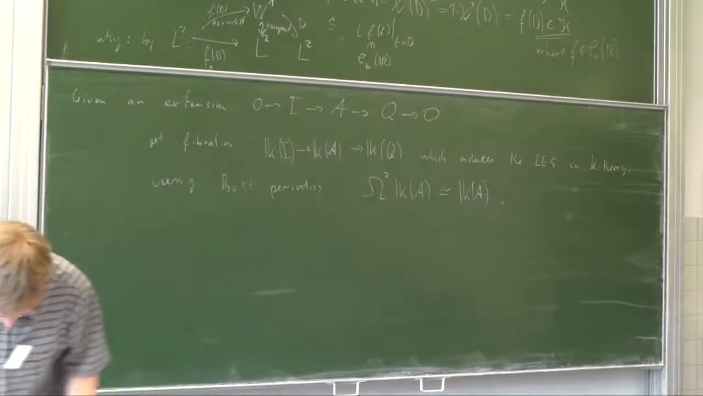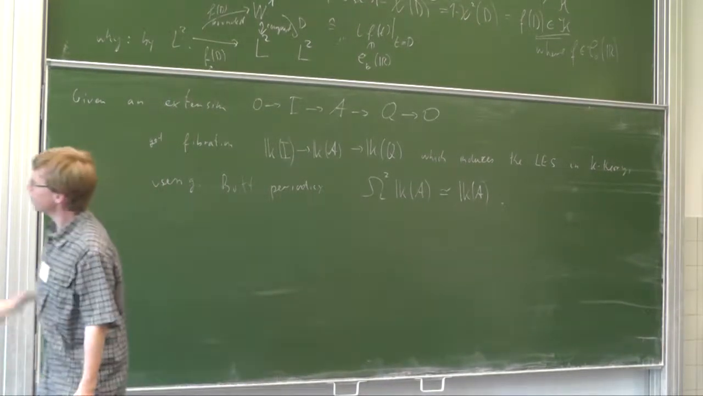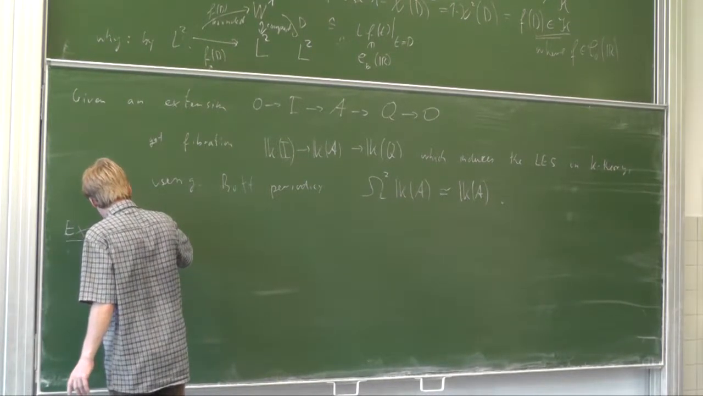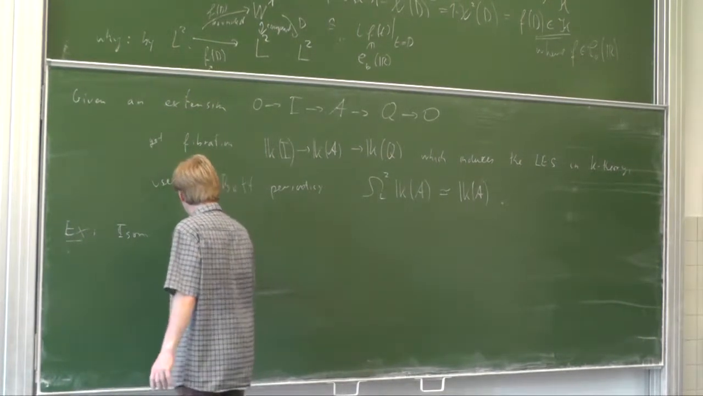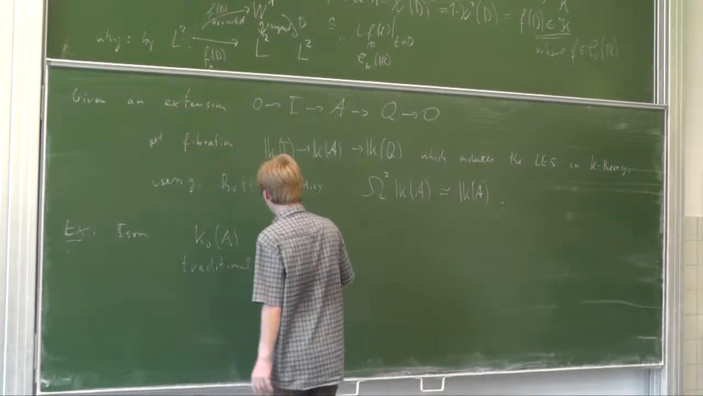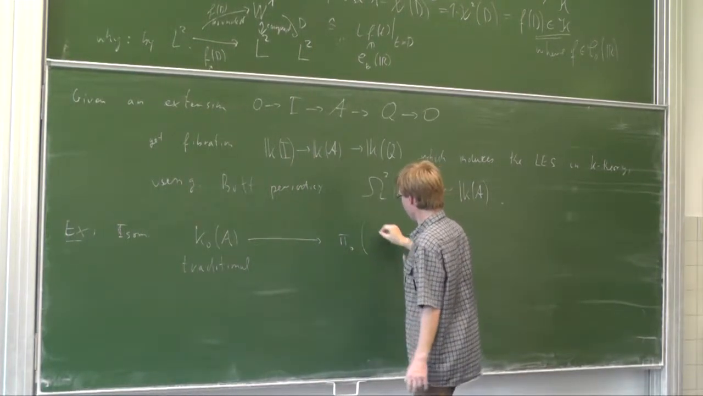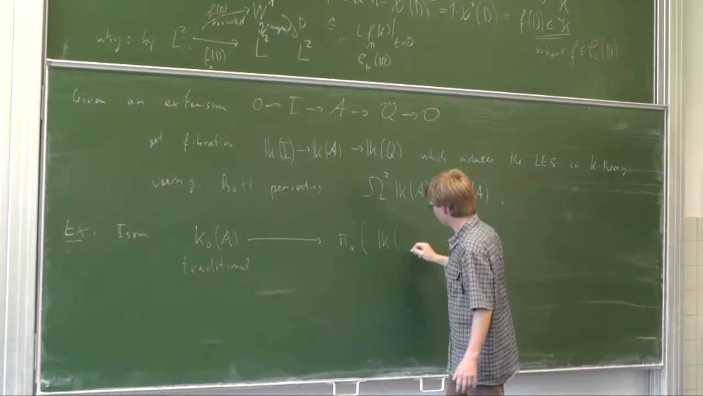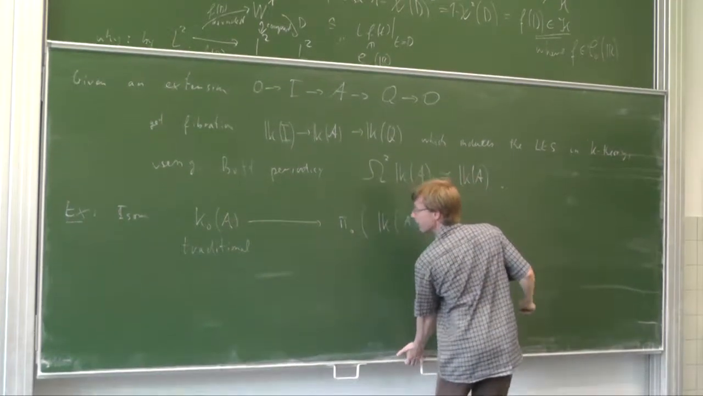So, where are we? Right. We want to see examples. This works with gradings if we get an isomorphism from K0 of A to pi 0 of this space of homomorphisms from the C0 of R to A tensor 2x2 matrices over the compact operators.